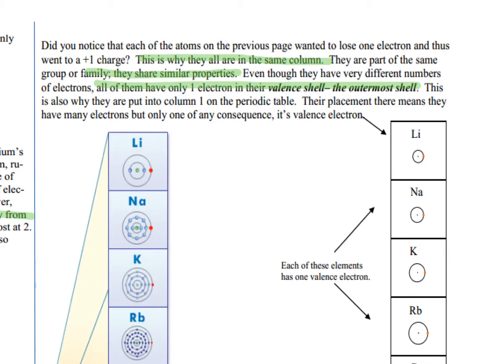This is also why they are put into column 1 on the periodic table. Their placement there means they have many electrons, but only 1 of any consequence: its valence electron. Valence electrons are the most crucial part about each element. The valence electrons are what interact with the rest of the world. That's how compounds are formed. That's how reactions occur.